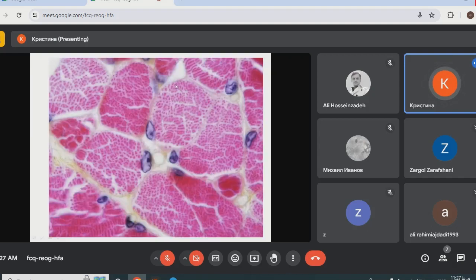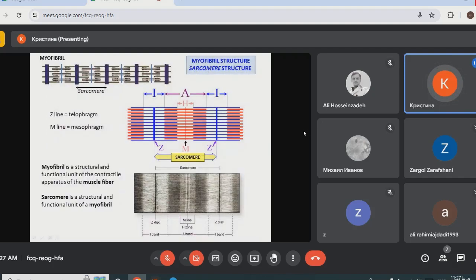So at high magnification, one cross-sectioned muscle fiber. Inside it you can see these red dots. They are cross-sectioned myofibrils. This is the nucleus of the myosymplast. So a sarcomere is the part of myofibril from one Z line till another Z line. Here is also a sarcomere.